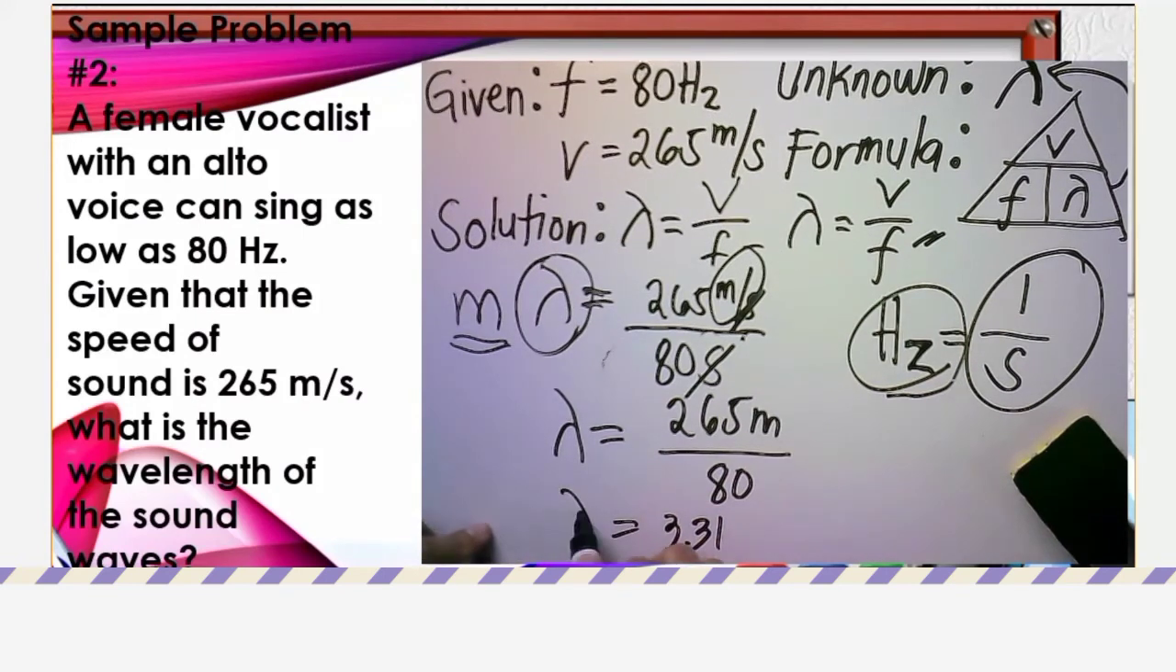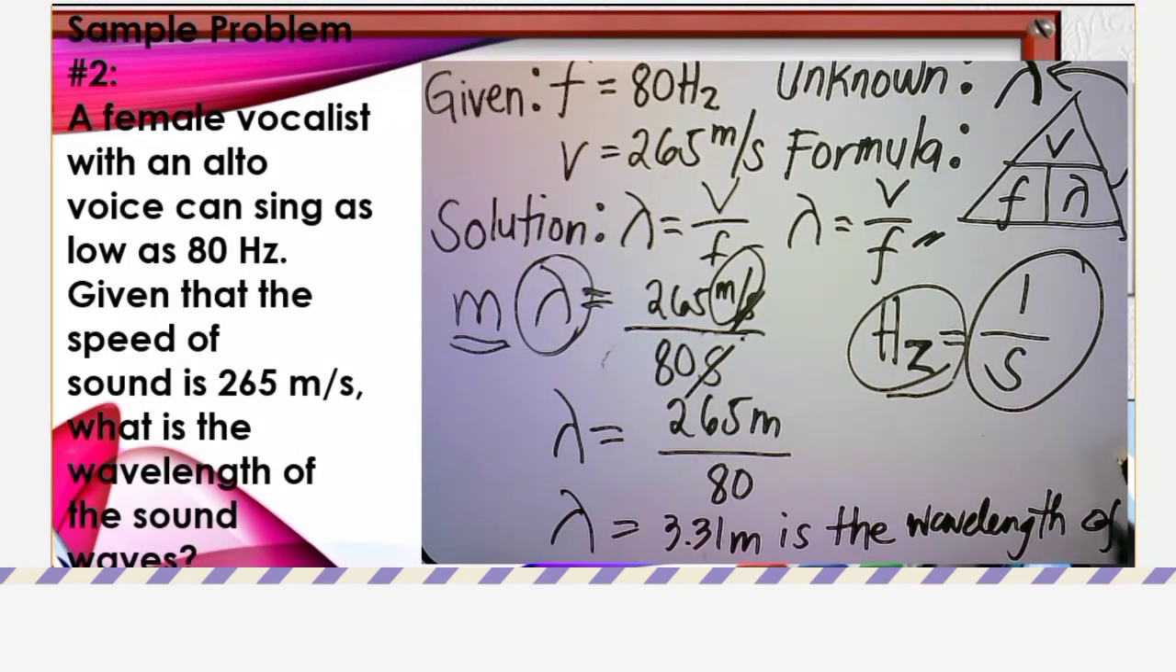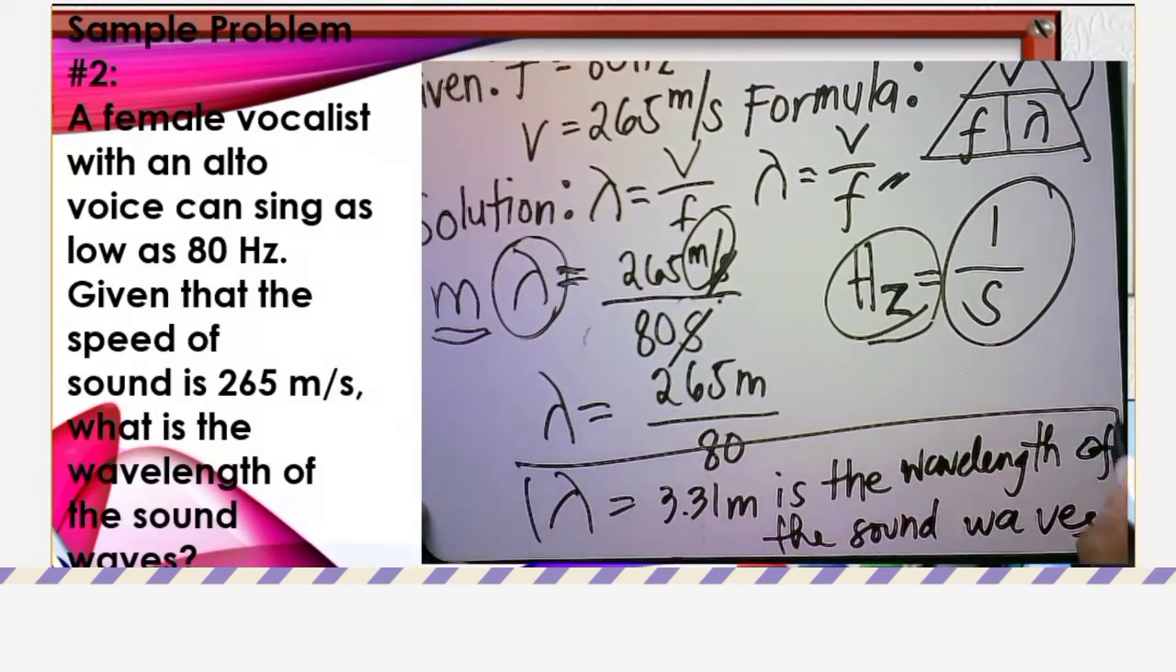3.31, that is the value of wavelength. Now, moving forward, the statement is: 331 meters is the wavelength of the sound waves. Then box the final answer.